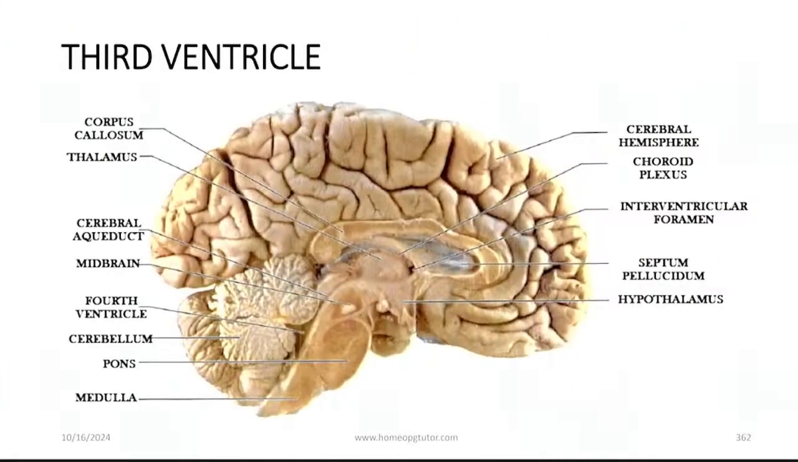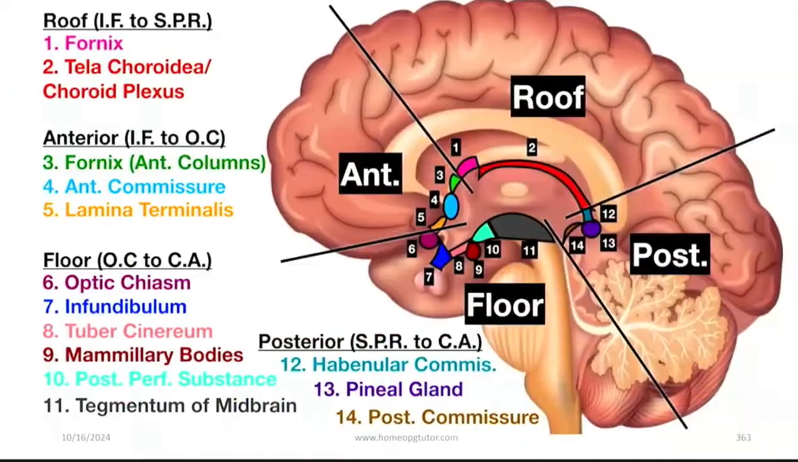Remember I mentioned the foramen of Monro. The foramen of Monro connects the lateral ventricles to the third ventricle. Now, only one third ventricle is there. The third ventricle is present between the thalamus. We have two thalamus, right and left. So between this right and left thalamus, we have the third ventricle.